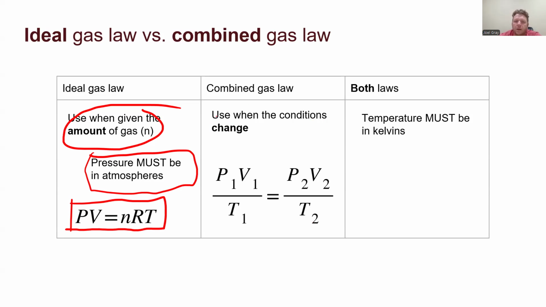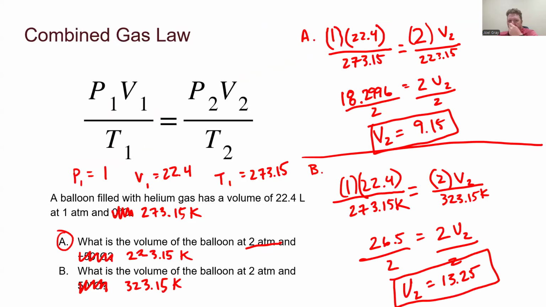Now, the combined gas law, this was where we were changing the conditions. We were changing the environment. If we jog back here, we use the combined gas law because we saw our balloon that was filled with helium gas, which has a volume of 22.4 liters, and the pressure was 1 atmosphere. What's the volume when the pressure goes to 2 atmospheres and the temperature goes to this? We change two variables.